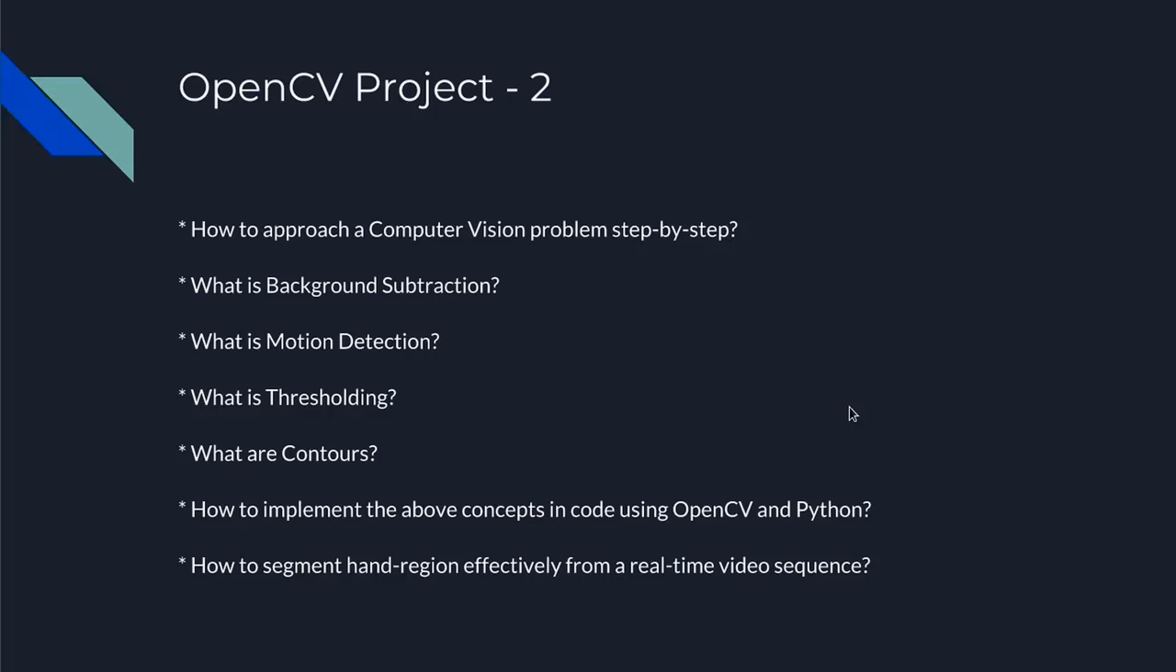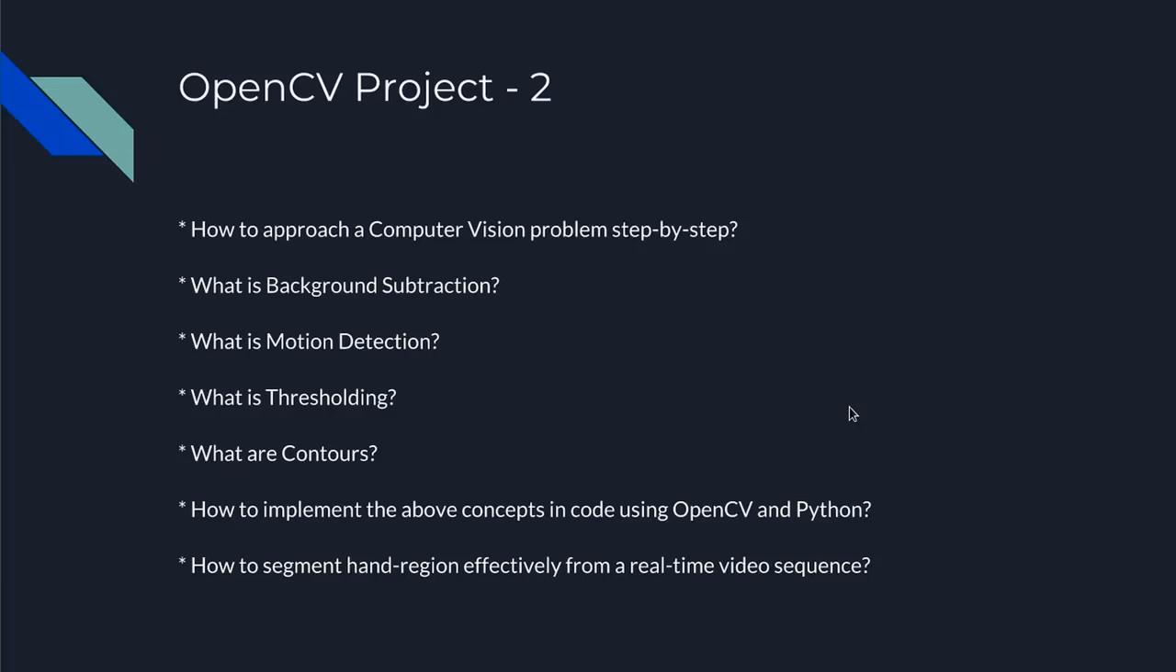So coming to the second topic, that is motion detection. As you can see in the slide, the second topic that we will be learning and doing is the motion detection part. To detect the hand region from this difference image, we need to threshold the difference image so that only our hand region becomes visible, and all the other unwanted regions are painted as black. This is what motion detection is all about.